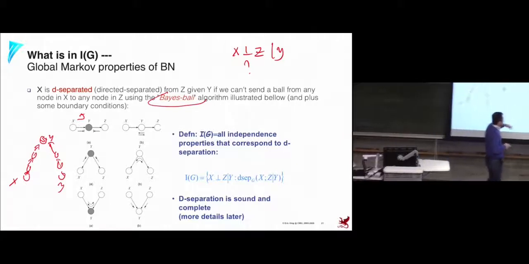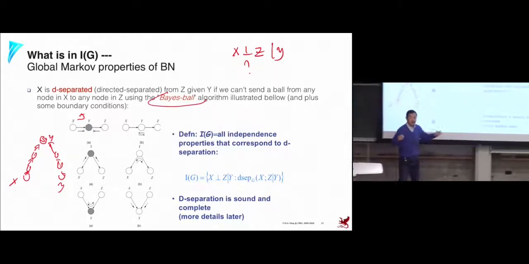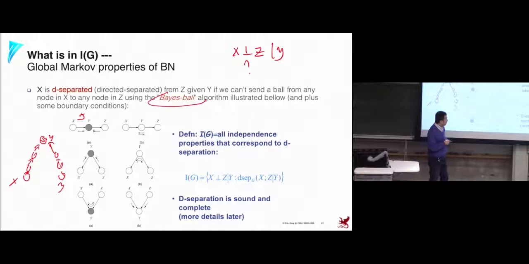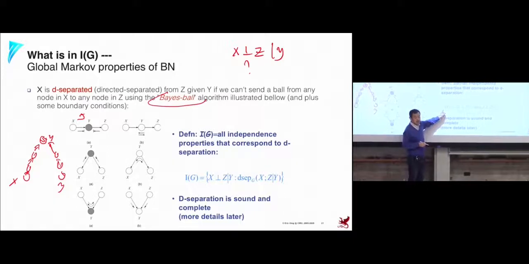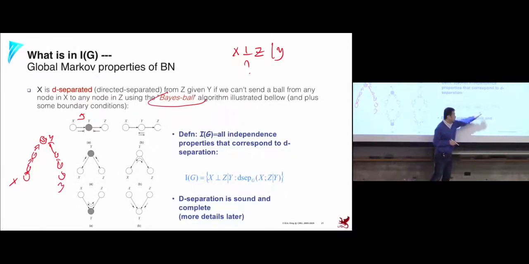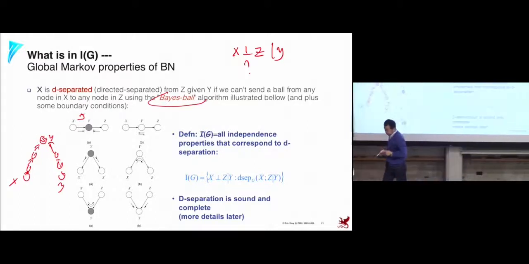So once you do that, for every triplet in the graph, you are going to collect this set, and this set is basically the I-map of the graph, and this is called the d-separation of the graph.